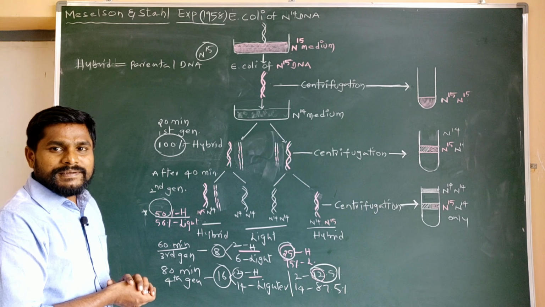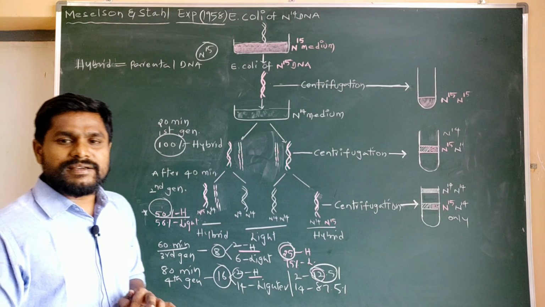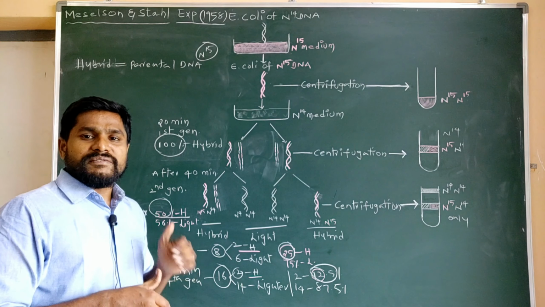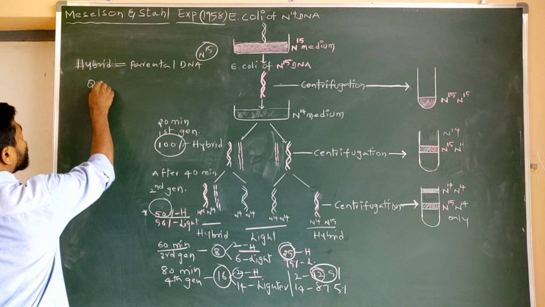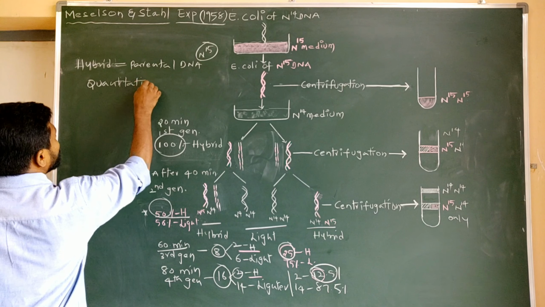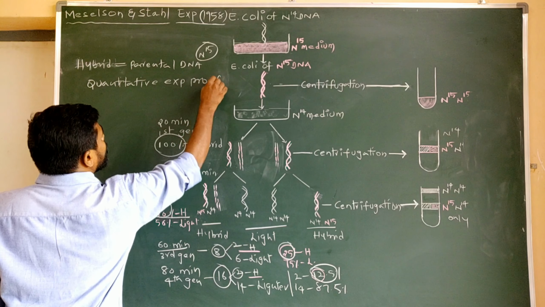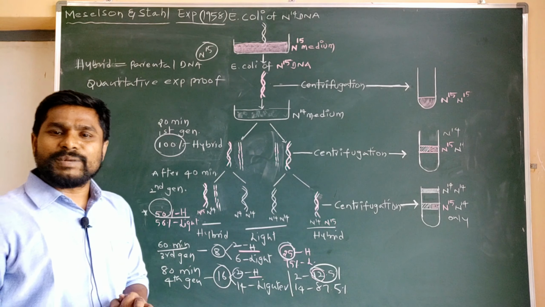Okay. So based on the decrease in the quantity of parental DNA from first generation to last generation, here we are saying that this experiment is a quantitative experimental proof for the semi-conservative model of DNA replication.